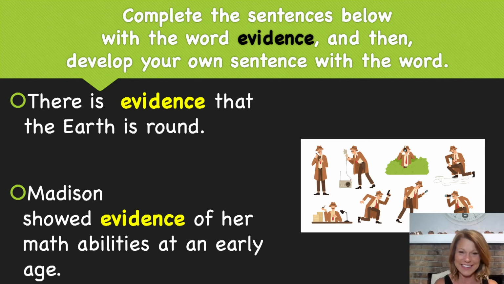round. Let's read the second sentence together. Ready? And go. Madison showed evidence of her math abilities at an early age. So in this sentence, we can see that Madison showed proof that she has abilities in math, just like you.